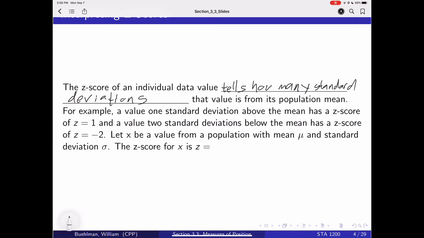Let x be a value from a population with mean mu and standard deviation sigma. The z-score for x is z is equal to x minus mu divided by sigma. So that's how we're going to calculate z-scores. It's x, the value that we have, minus mu, the population mean, divided by sigma, the population standard deviation.